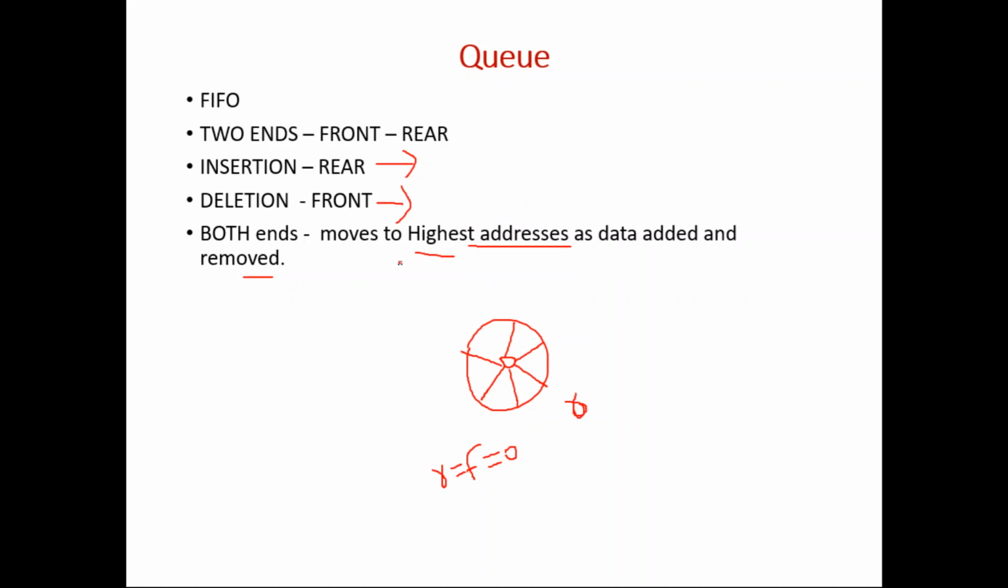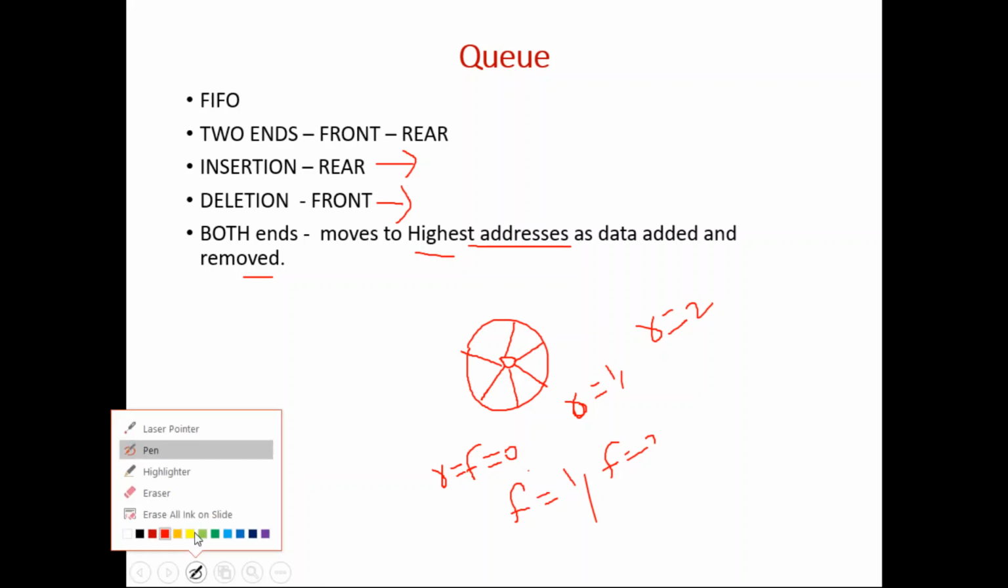So that is what it means: both ends move to the highest address as data is added. Rear keeps increasing as you add data. When you add one data, rear becomes 1. When you add two data, rear becomes 2, and it keeps increasing like that. While removing, the front address will increase. After removing the first item, front becomes 1. After removing the second item, front becomes 2. So that's the meaning of this statement: both ends move to the highest address as data is added and removed.